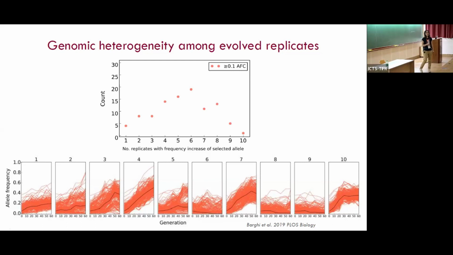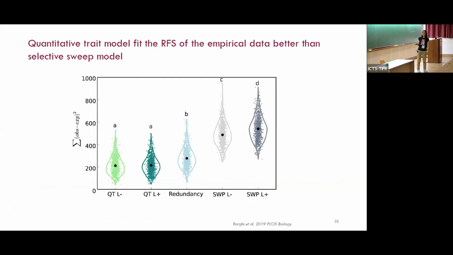We wanted to see which evolutionary model would fit the heterogeneity that we observe in our empirical data better. So we performed a series of selection simulations. Some of them were selective sweeps, where each allele increases in frequency independent of other alleles.